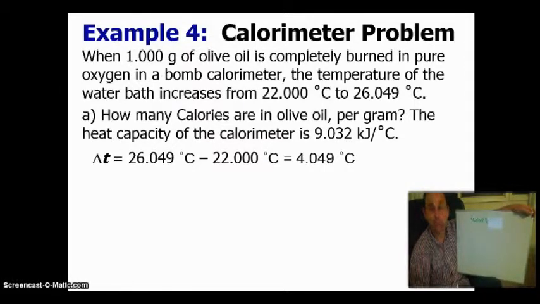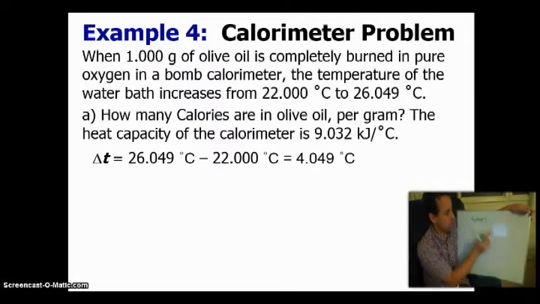It wants to know how many joules, right? And it also told me something about 9.032 kilojoules per degree Celsius. All right, I might not know what to do with these. I know I'm looking for joules, and I have units here of kilojoules per degree Celsius, and I have units of degrees Celsius here. Well, if I multiply this times units of degrees Celsius, the degrees Celsius will cancel out, and I'll be left with kilojoules, right?